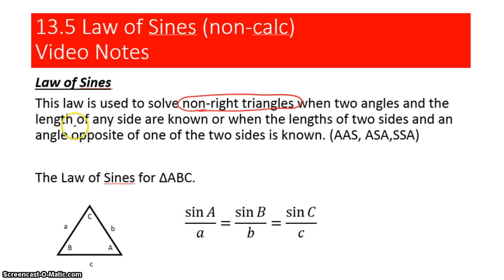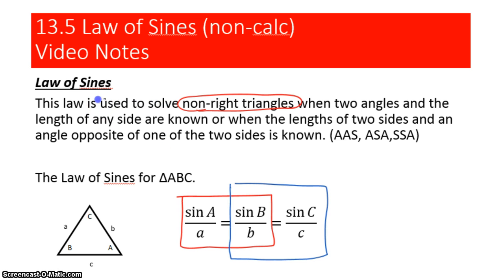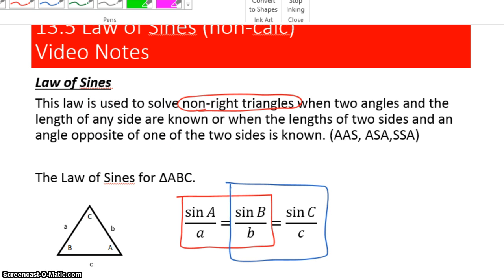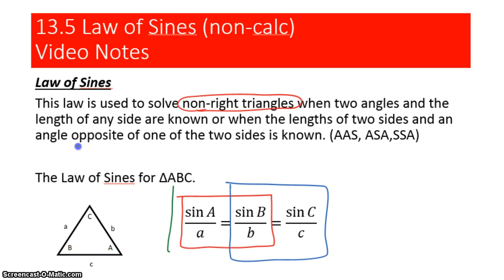So basically what it is: the sine of an angle over its side equals the sine of the next angle over its side equals the sine of the next angle over its side. So you just use what you have, and you should have, say, 3 of these 4 pieces, and you can find the missing piece. Okay?